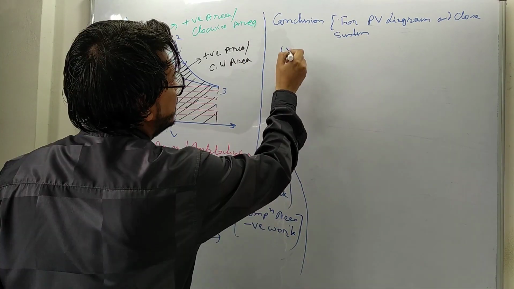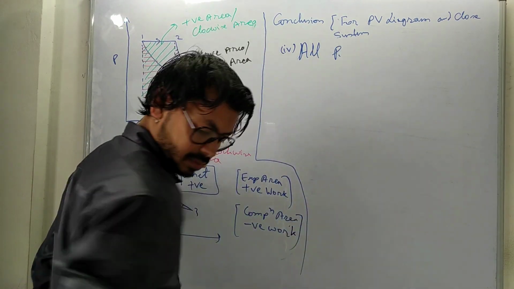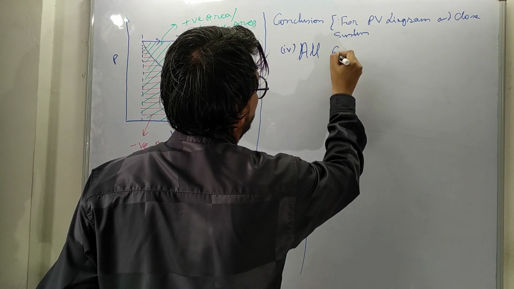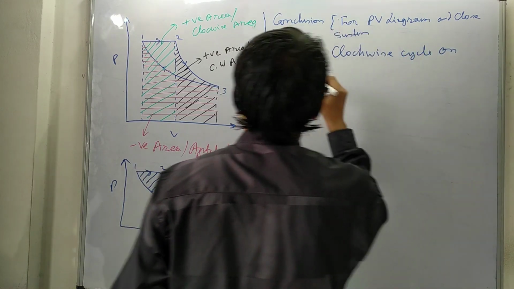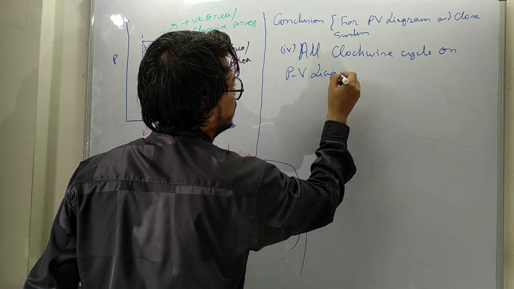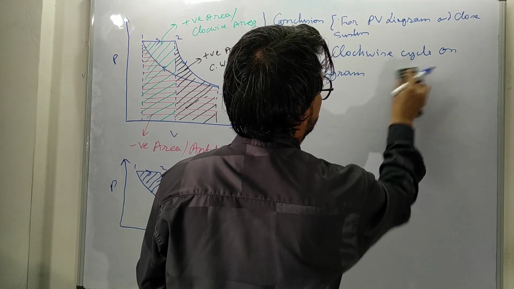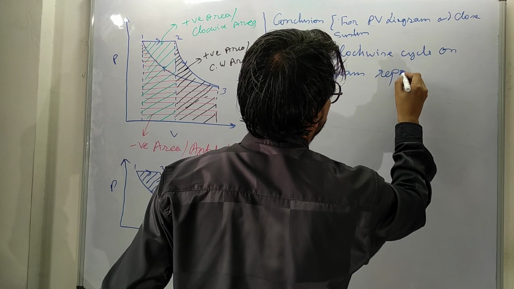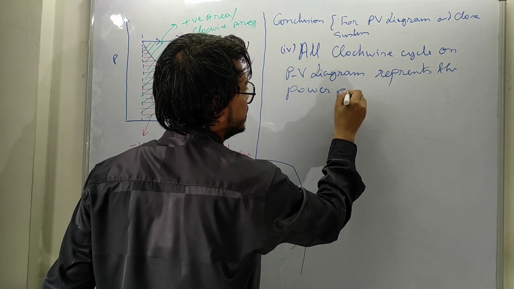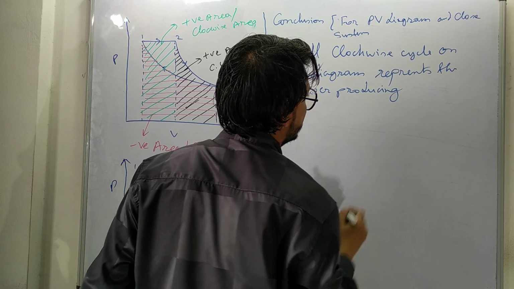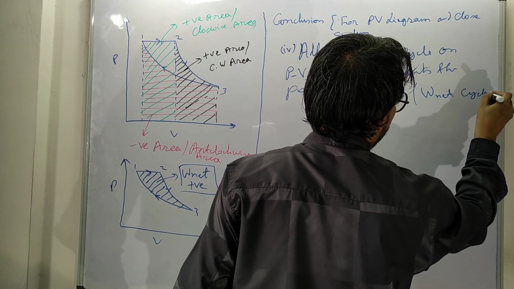Now the fourth conclusion is: all clockwise cycles on a PV diagram represent the power producing cycle, that is, the net work done by the cycle is positive.